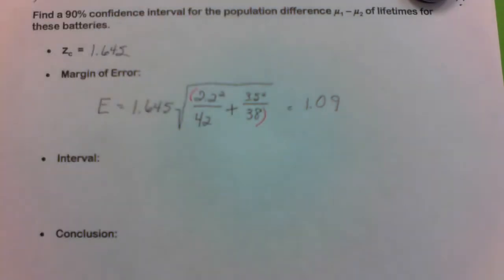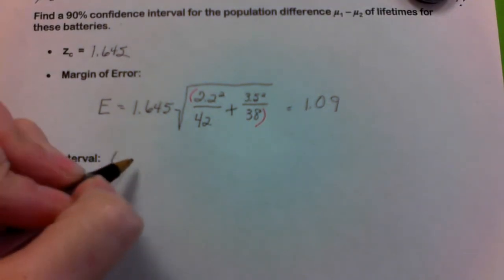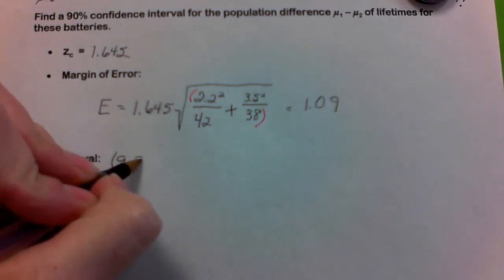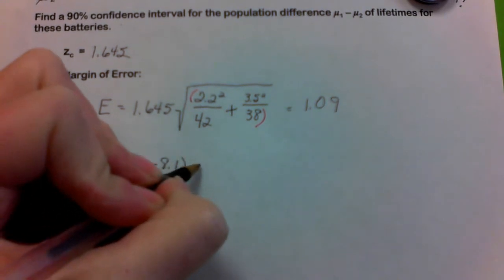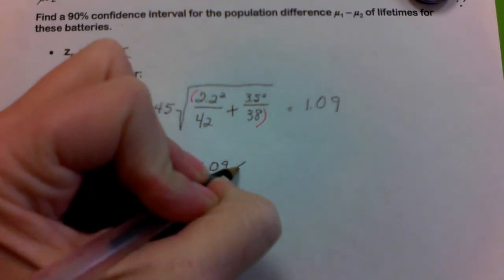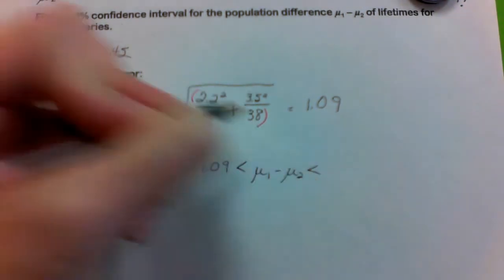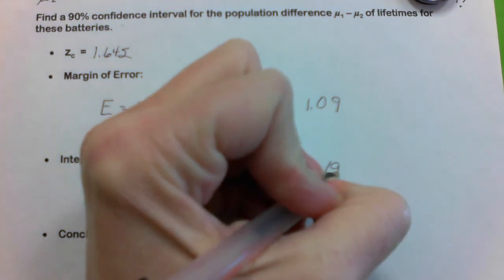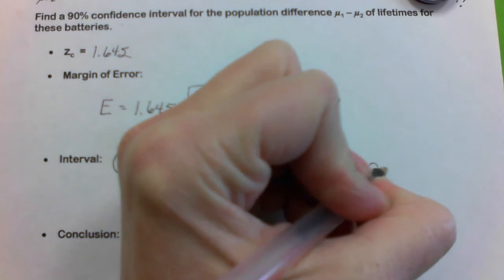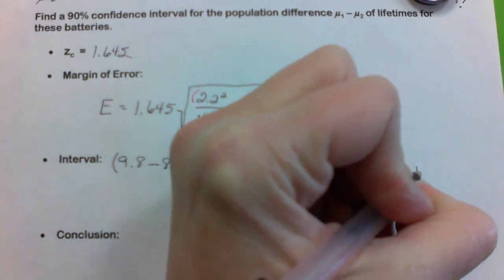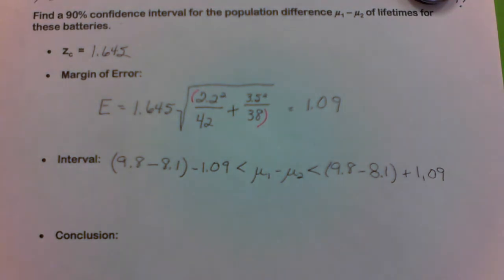and this is where you need to be careful because we have two populations, so it's x bar 1, 9.8 minus x bar 2, 8.1 minus the margin of error, and we are estimating the difference of mu1 minus mu2, and then we have x bar 1, 9.8 minus x bar 2, 8.1 plus the margin of error. So I'm going to calculate those using my calculator.